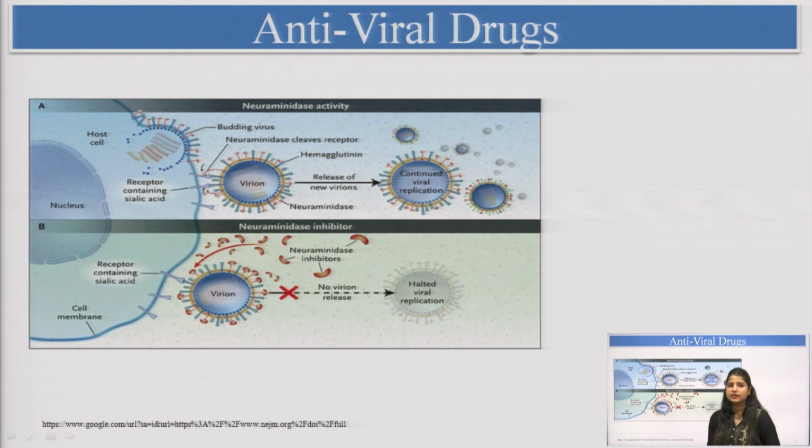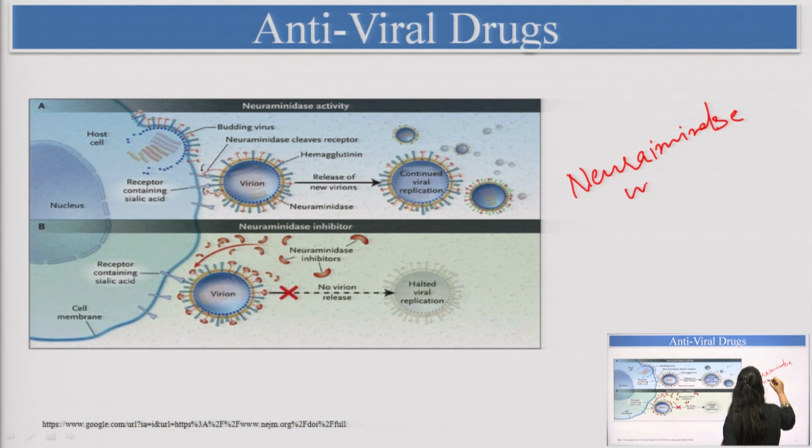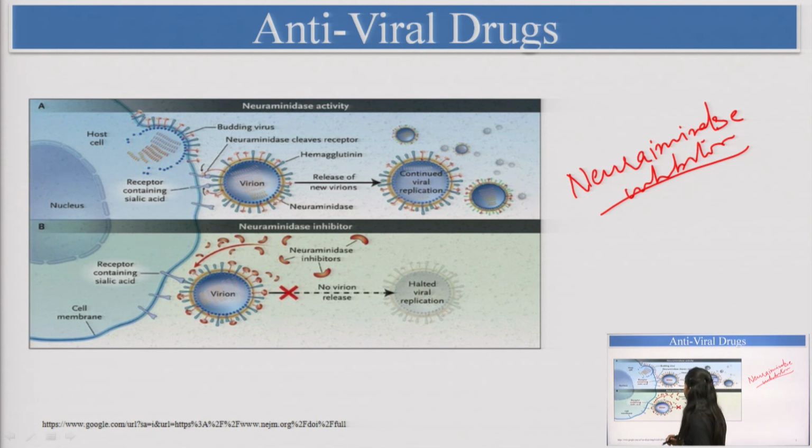One of the categories which I discussed previously is the neuraminidase inhibitors. What are they doing? They are inhibiting the neuraminidase enzyme. The neuraminidase enzyme is beneficial for the exocytosis of the new virus particles which are formed in the host cell, so that they can get out of the host cell.